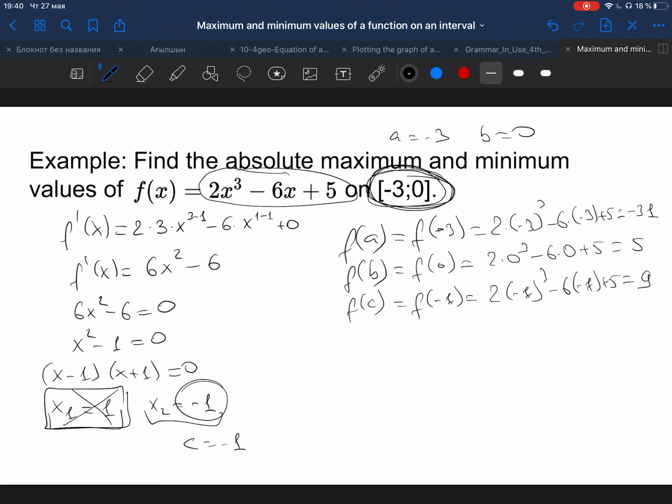Look, by the definition, we know that the smallest number will be the absolute minimum value. It means that the absolute minimum will be minus 31, and the absolute maximum will be the number 9. You just look at these three numbers. The smallest one will be the absolute minimum, the highest one will be the absolute maximum value.